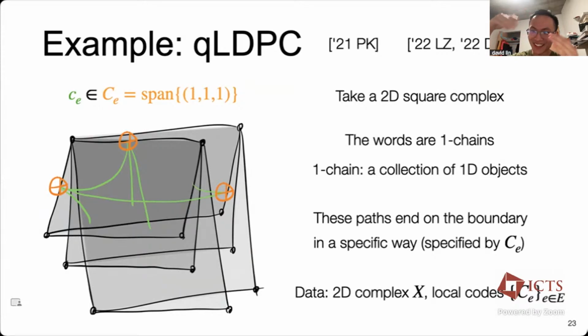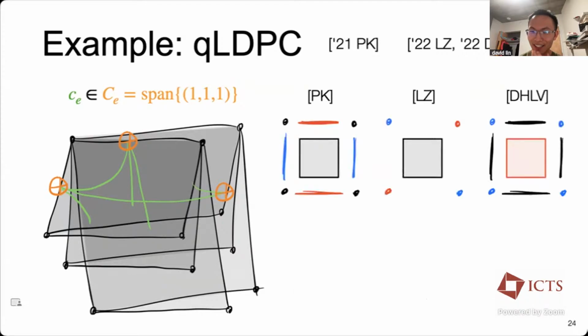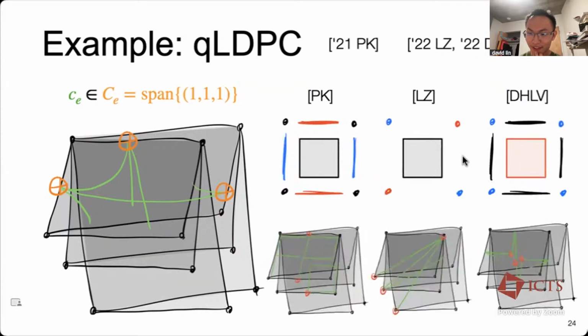As I said, because everything is only defined up to trivial logical operators, these lines can really wiggle around. And then for code words, these lines have to end on the boundary in these ways defined by the local codes. Okay. So what I'll say is that this picture turns out to be very satisfying because it sort of unifies these three different perspectives. So in particular, all these three codes can have a spaghetti picture.